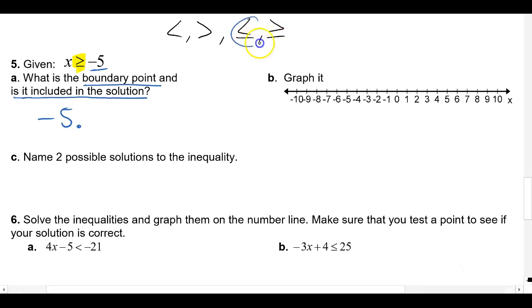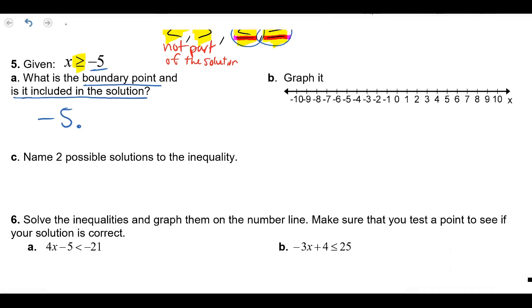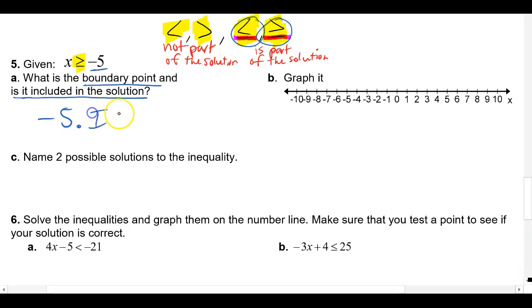Well, the answer to that depends on what sign you have. If you have a less than sign, such as this or this, your number is not part of the solution. And if your sign is a less than or equal to, remember the difference is this equal line here. If it has an equal line there, then that means it can be part of the solution. Well, let's look at our inequality. This one does have an equal sign at the bottom. It's greater than or equal. So if it is equal, then that means that -5 is part of the solution.